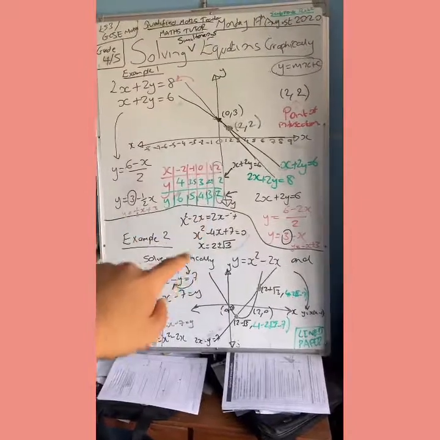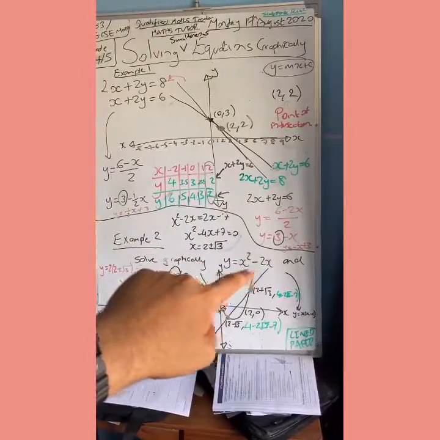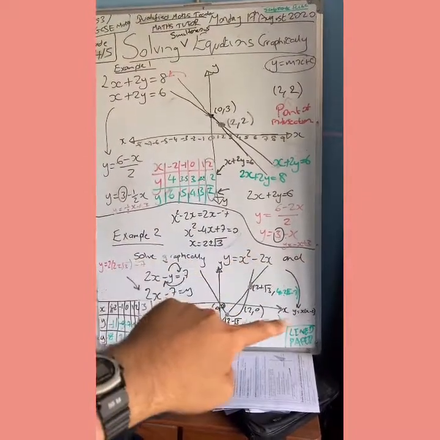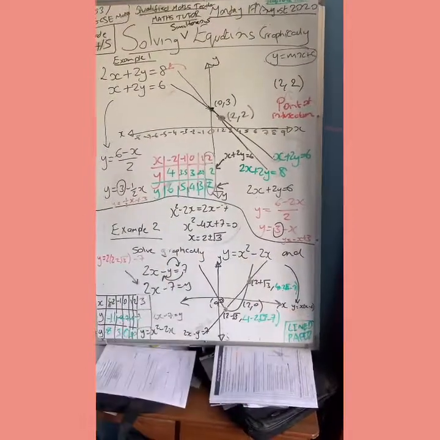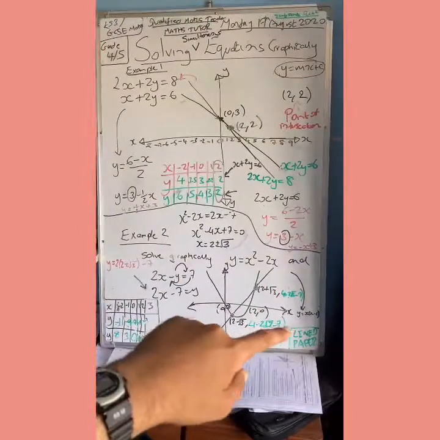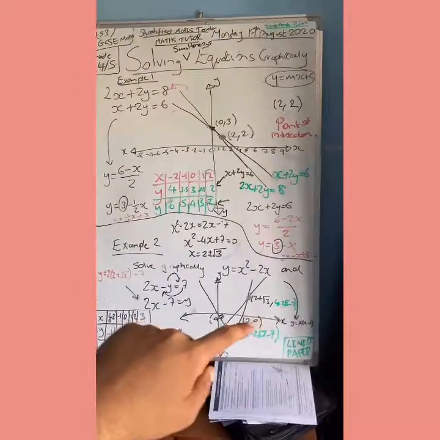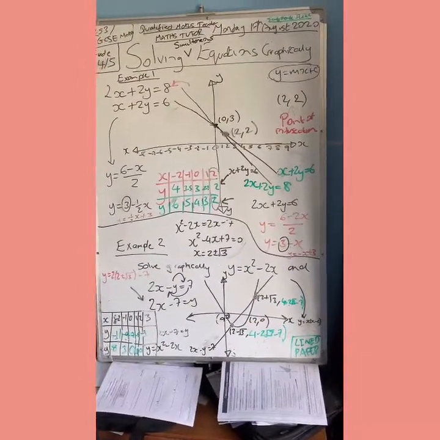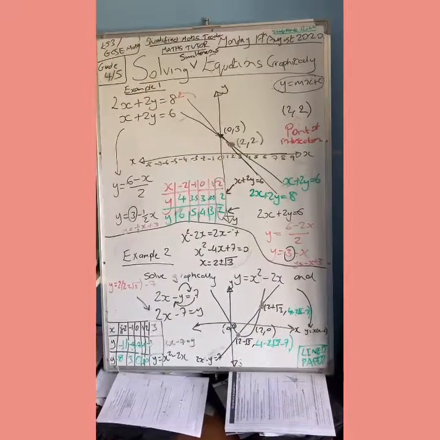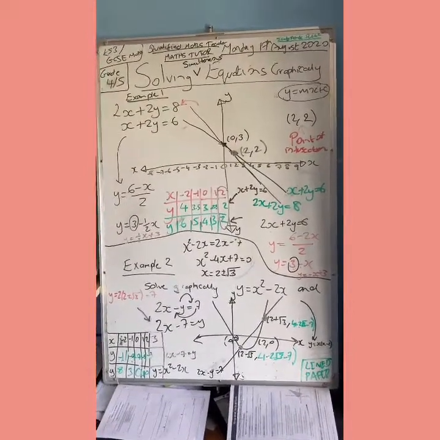And then for the quadratic, when I factorize x squared minus 2x, I get y is equal to x brackets x minus 2. So my solutions are x equals 0 and x equals 2. So it goes through 0, 0 and 2, 0. And that is how I got my answer, guys. I hope it made sense.